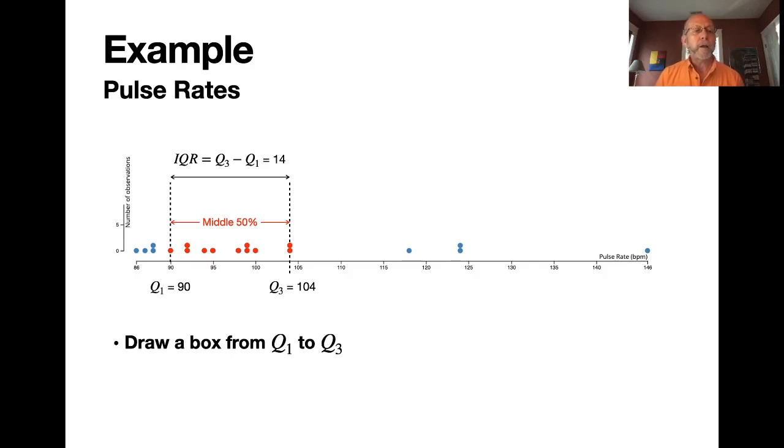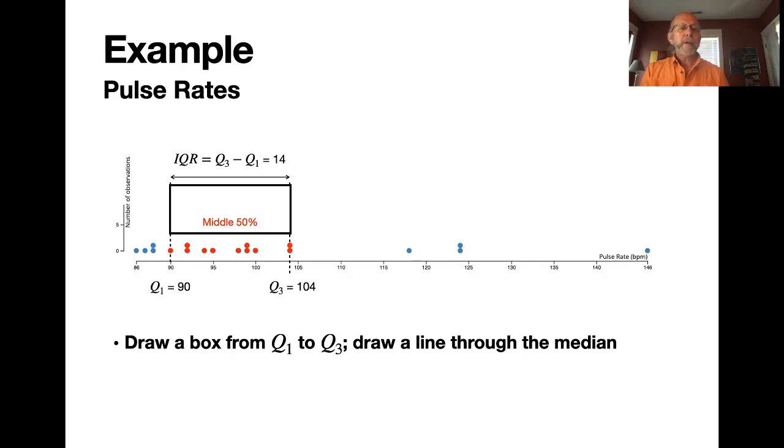So how do we build a box plot? We begin by drawing a box from Q1 to Q3. So there it is. Then we draw a line through the median in the box. So where is the median? The median on our dot plot is at 98, so there it is. And so we just go ahead and draw a line through the box corresponding to that position.